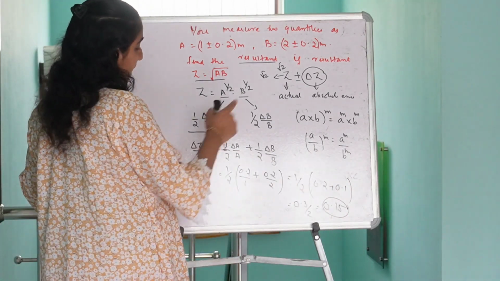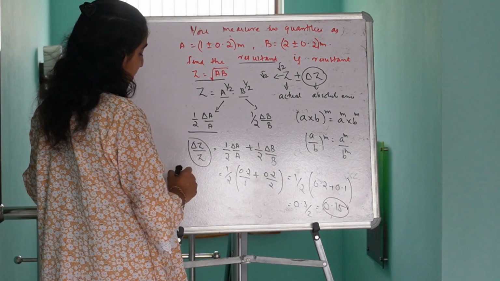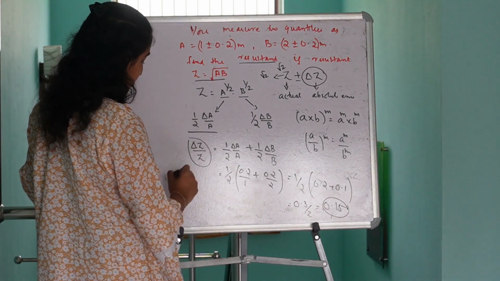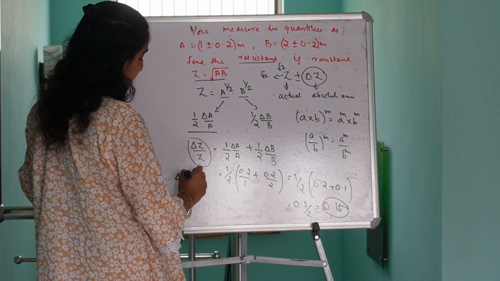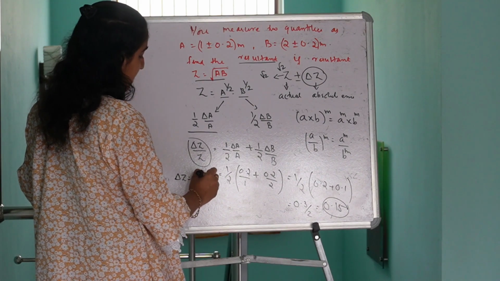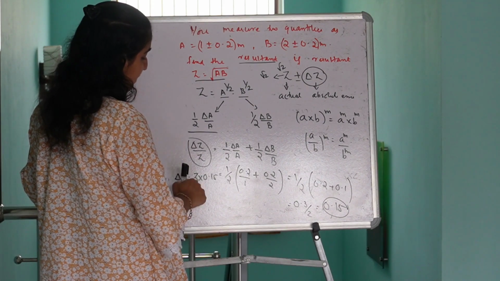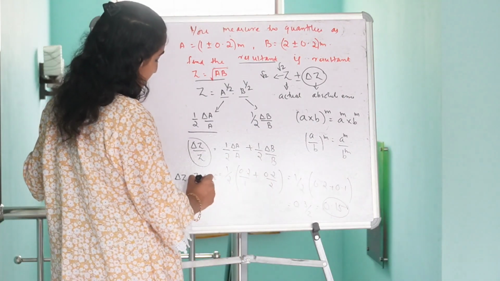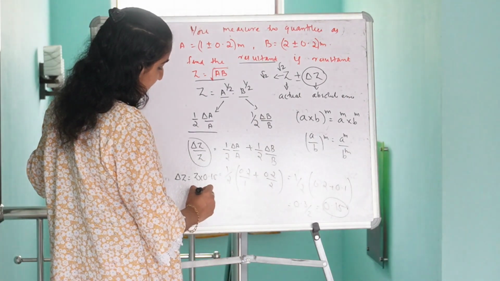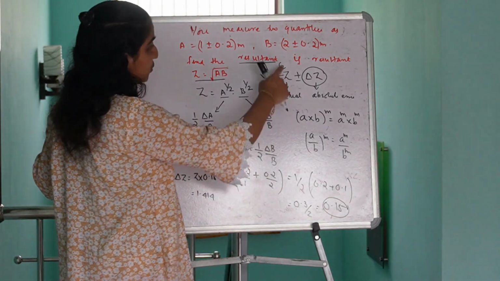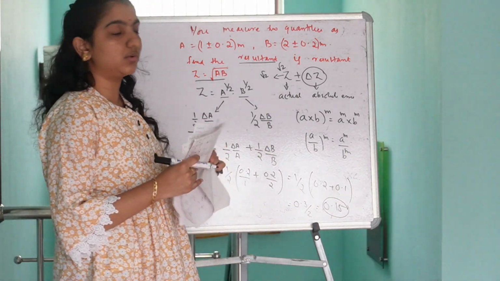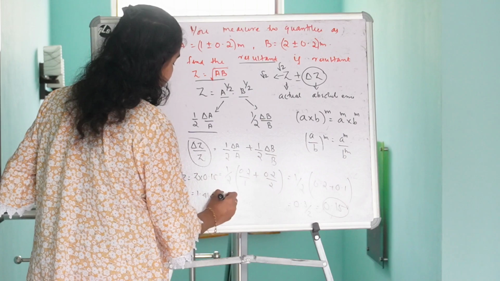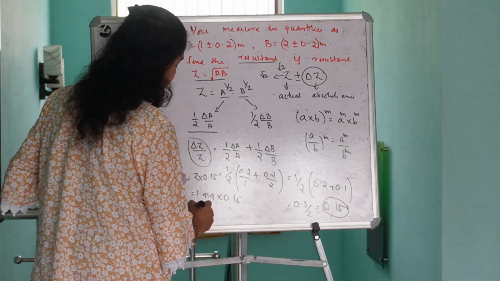So how do you find absolute error from the relative error of a value or of a measurement? We know del z is equal to z into relative error, isn't it? Already we have discussed these concepts. So what is the value of del z? Del z is 1.414, root 2, into 0.15. Thus we get the value.